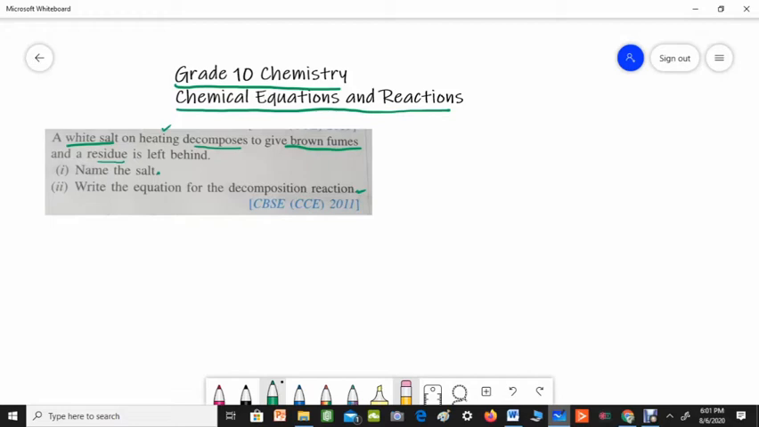Now, how do we know which compound is white in color? Because a lot of compounds in chemistry are white in color. So the clue you need to remember in this question is brown fumes. Which gas is brown in color? That is nitrogen dioxide.